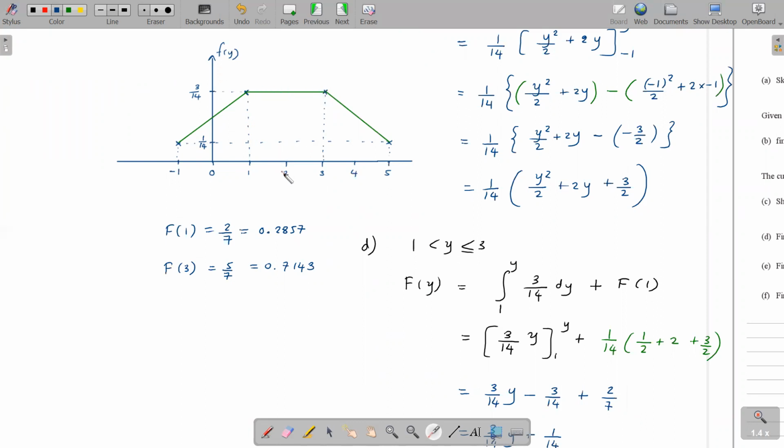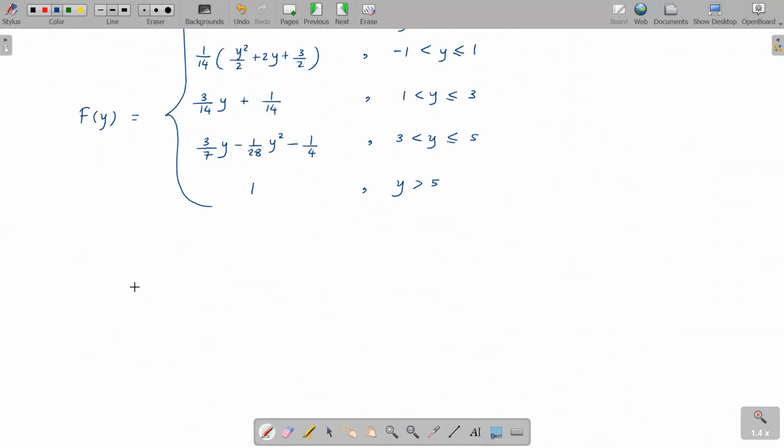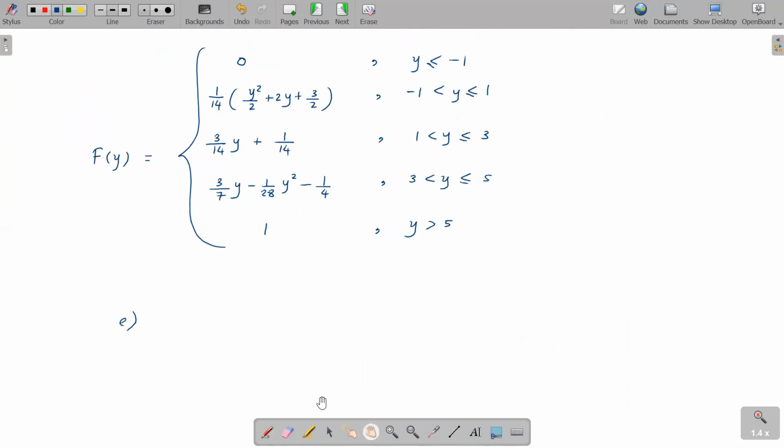In this part, 30% is in between what? Your 30th percentile is between 1 and 3. That's clear? So you realize your 30th percentile is between 1 and 3. So capital F of y is 30%, 0.3, and you realize it's between 1 and 3, so you use the respective equation: 3 over 14 y plus 1 over 14 is equal to 0.3. And you find the y value.